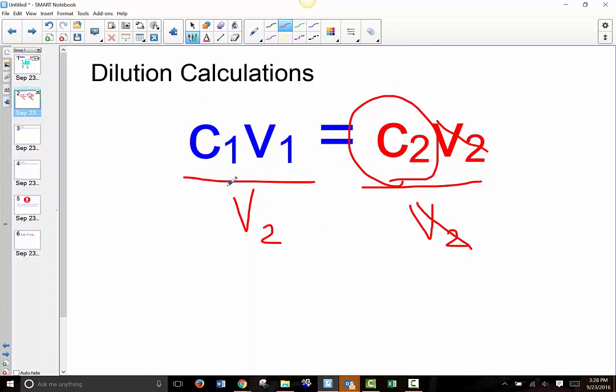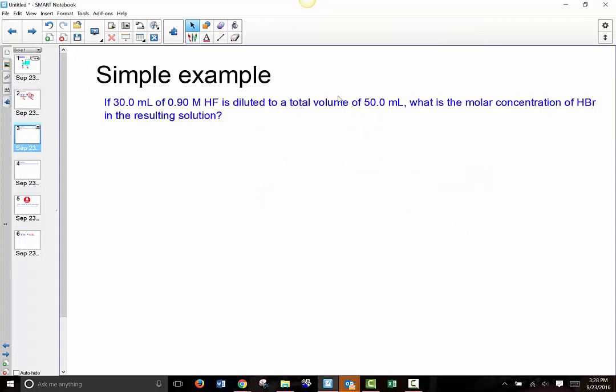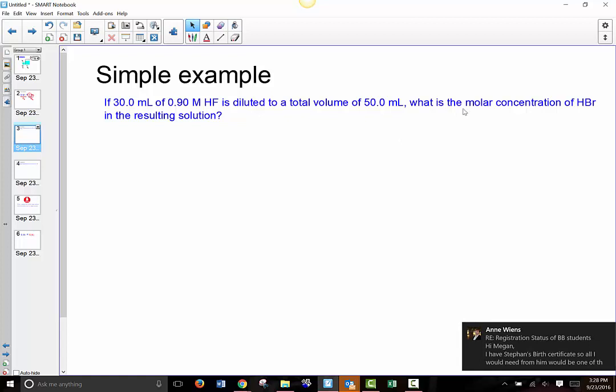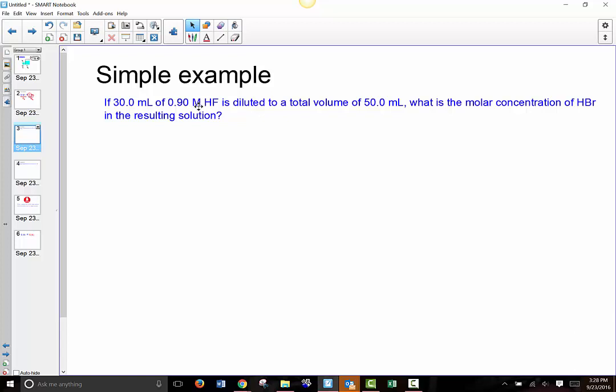Let's go ahead and do a simple example of a type of question that involves this formula, and it's a dilution calculation. So here's our question. If 30 milliliters of 0.90 molar, okay, notice the units of molarity here, moles per liter or capital M, they're both the same, 0.9 molar hydrofluoric acid, HF, is diluted to a total volume of 50 mL, what is the molar concentration of HBr in the resulting solution?